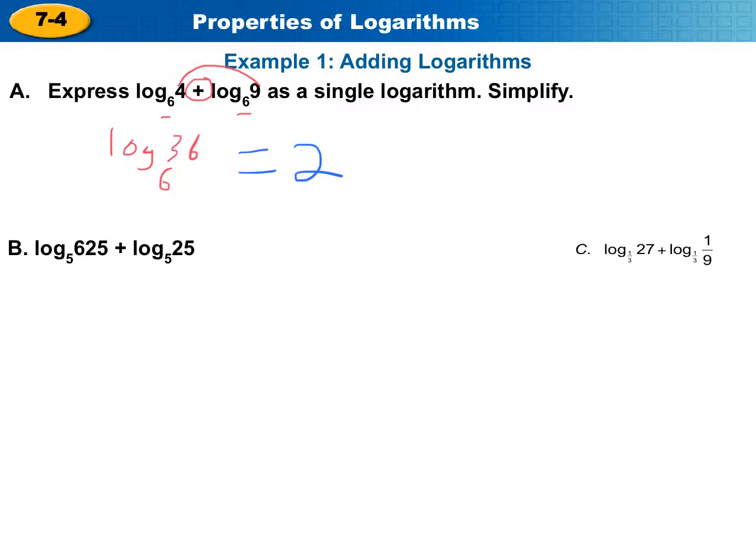Next example, we have common bases. So we have log to the base 5, and since we're adding, we have to multiply these numbers. 625 times 25 is 15,625. And then we have to figure out 5 raised to what power is 15,625. By trial and error, I did 5 to the 4th, which is 625, 5 to the 5th, and it ended up being 5 to the 6th. So this simplifies down to 6.